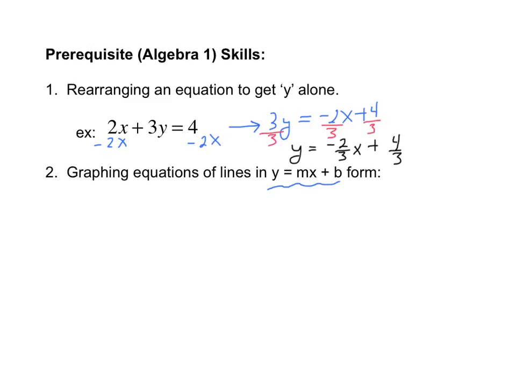Just a side note, you're always going to want the slope to definitely stay a fraction. When you actually do graphing, however, the b value is probably easier to look at as a decimal. So decimal is okay here, but always a fraction for your m value. The next prerequisite skill, which hopefully you've acquired in Algebra 1, would be graphing your lines on a coordinate plane.